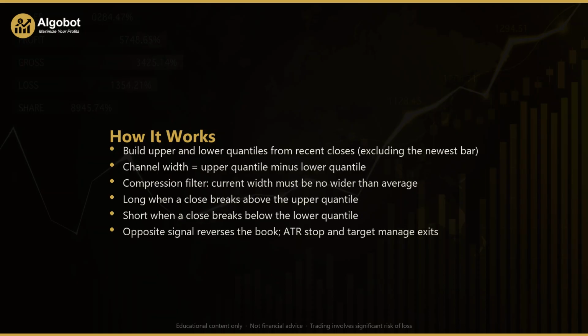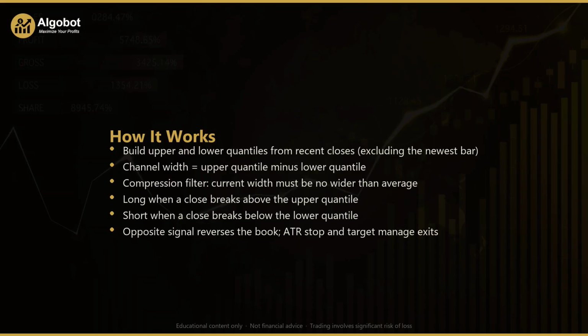Before acting on any signal, the strategy applies its compression filter. It averages the channel width over a longer look back, 60 bars by default, and it requires the current width to be no larger than that average multiplied by the maximum width ratio, which defaults to 1. In plain terms, the current range must be as tight as, or tighter than, its recent norm. If the channel is too wide, the setup is considered low quality and the expert advisor stands aside.